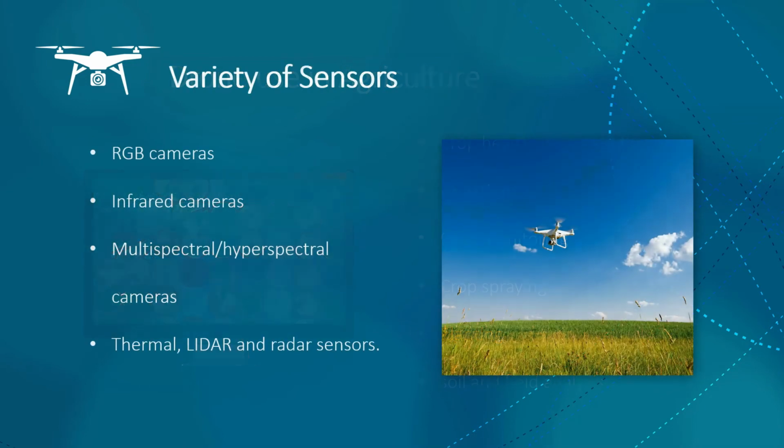A UAV can be mounted with types of sensors like an RGB camera or an infrared camera. It could be hyperspectral, which would help enable the identification of specific plants and minerals. Or it could be multispectral, which arguably is revolutionizing agriculture by, for example, enabling farmers to easily identify stressed areas of a crop. And then you also have your thermal, your LiDAR, and your radar sensors.